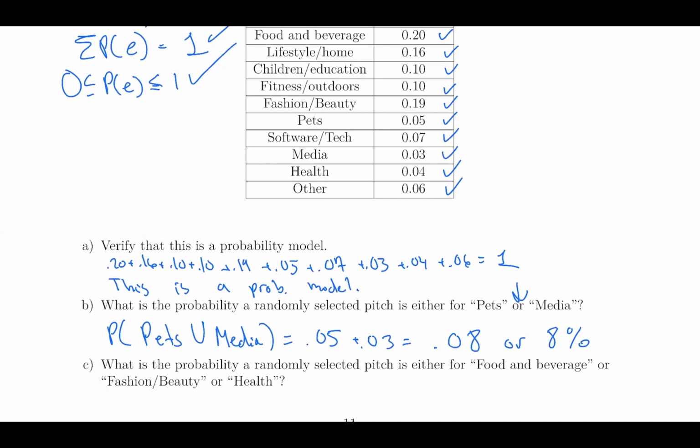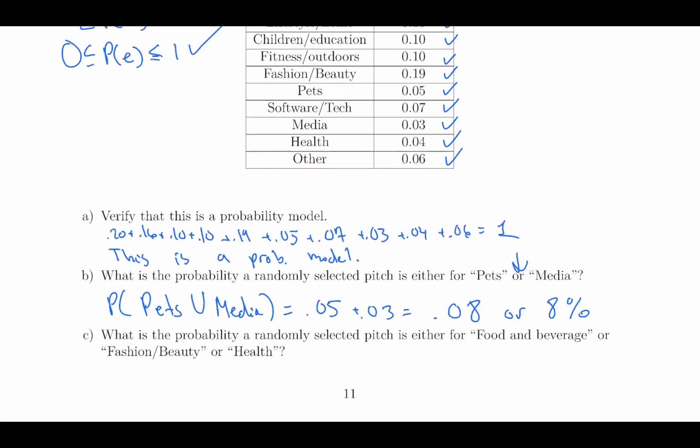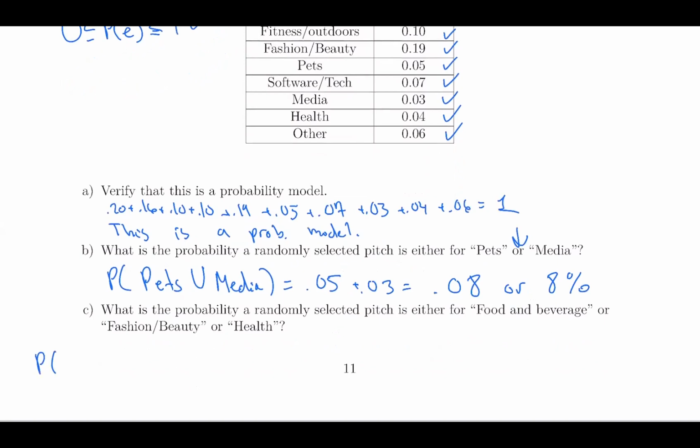All right, so for C, it says, what is the probability a randomly selected pitch is either for food and beverage, or fashion/beauty, or health? So for this one, we'll put food or beauty or health. If you notice for this one, we're not limiting it to just 2 events, we're doing this for 3 events. So what we have to do is get the probability of each individual event and add the 3 up.